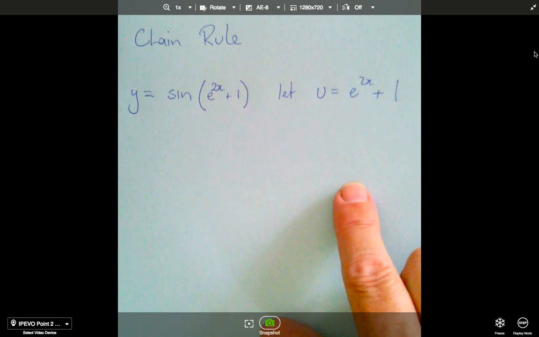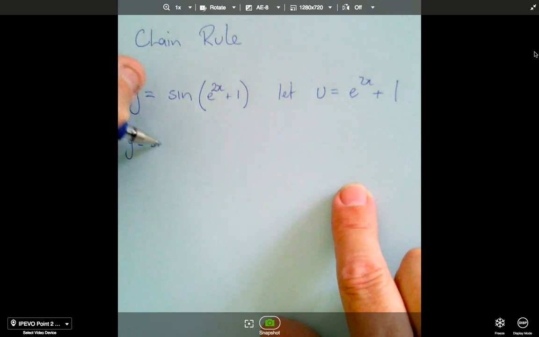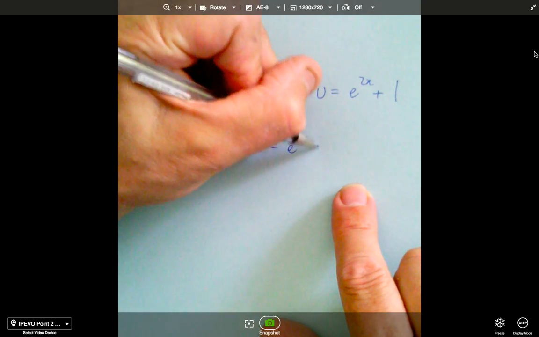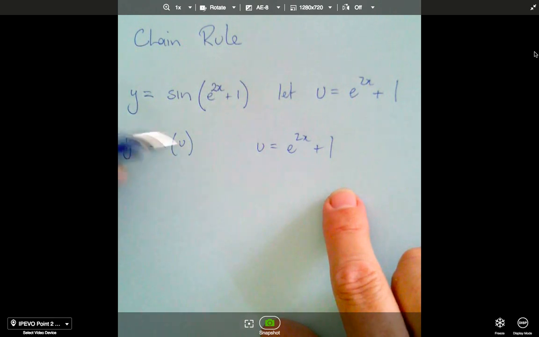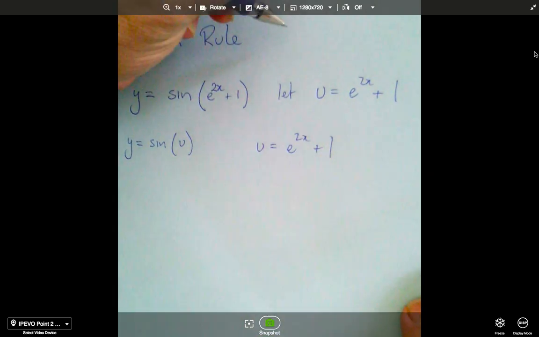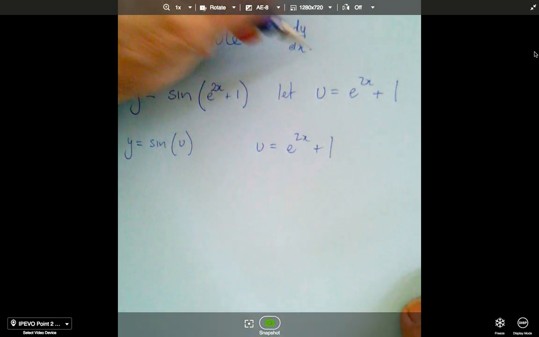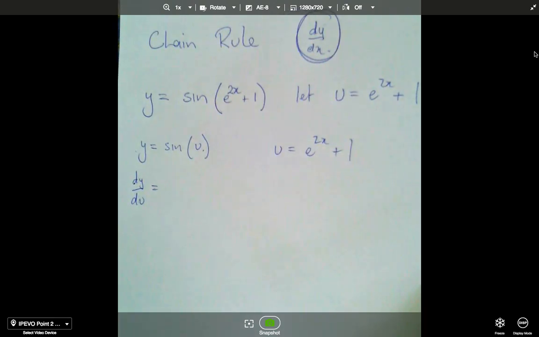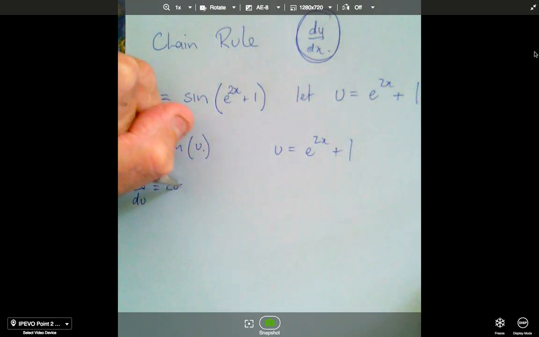So what we've got now, we've got two equations really. We've got y equals sine of u, and u equals e to the 2x plus 1. Now remember what we really want to find is dy dx. That's what we want to find. But here, we're going to find dy du because we've got y's and u's. So if this was sine x, it'd be cos x. Now that it's sine u, it just becomes cos u.